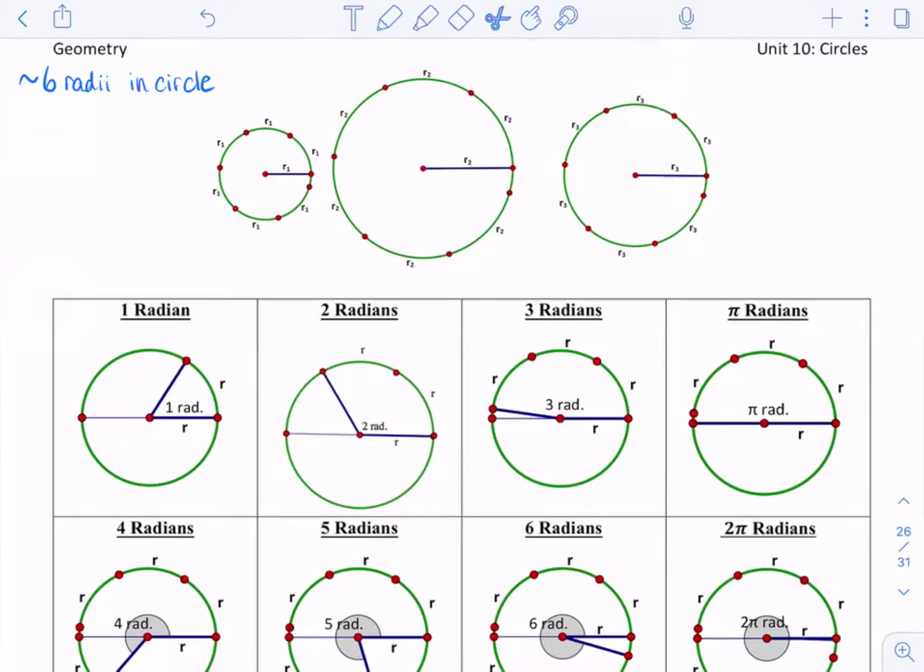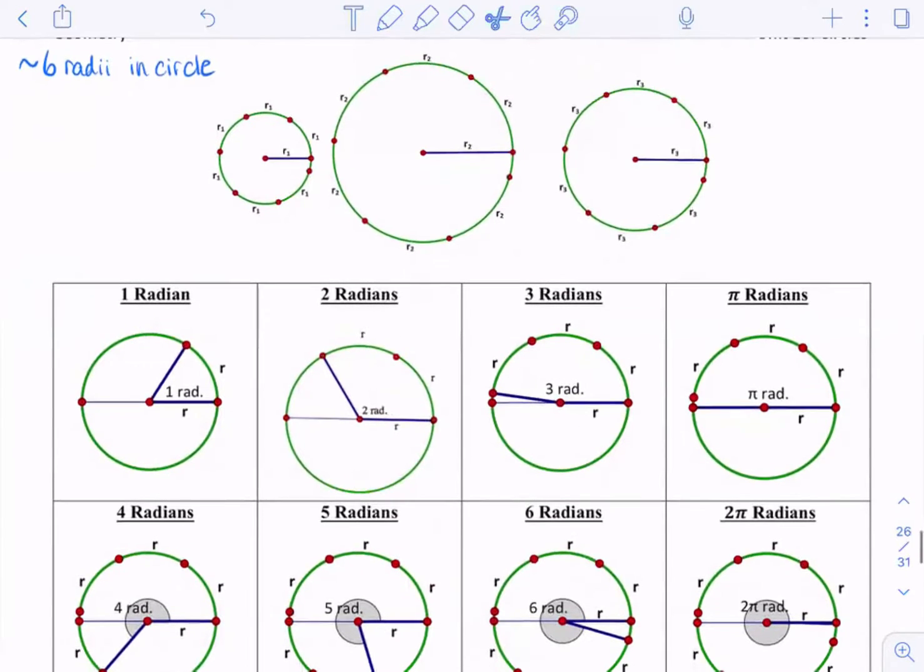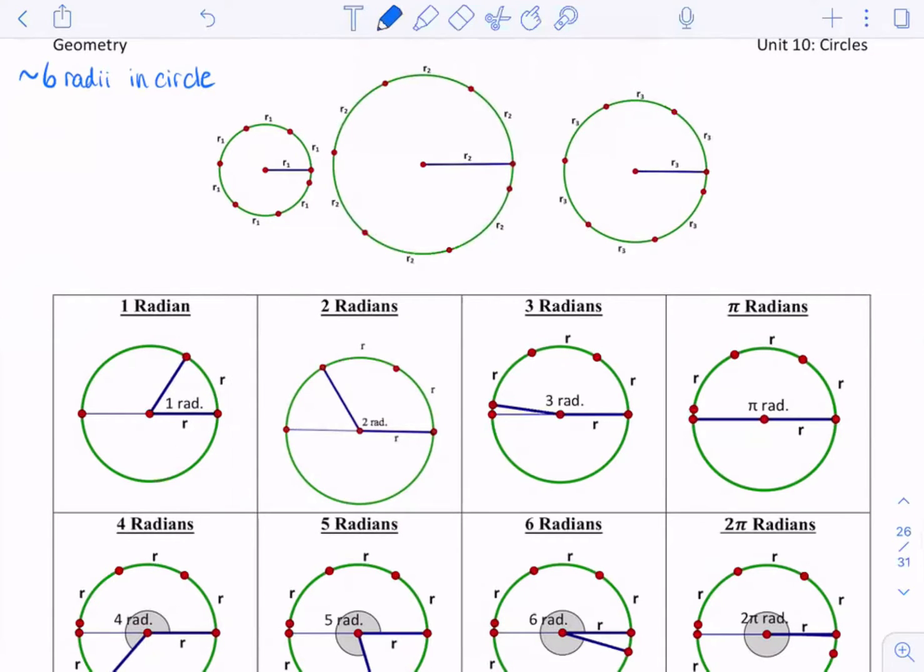She said there's about 6 radii around the circle, which is what we just explained. There's 6 and a bit more. So if a circle is 360 degrees total, if I do the 360 degrees and divide it by 6, that means each radius is about 60 degrees. So about 60 degrees per radius. And that's a very, very important thing that Miss Murphy just said. Because one radian measure, right here, is about 60 degrees.